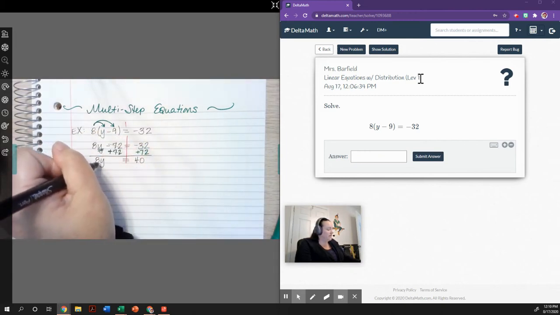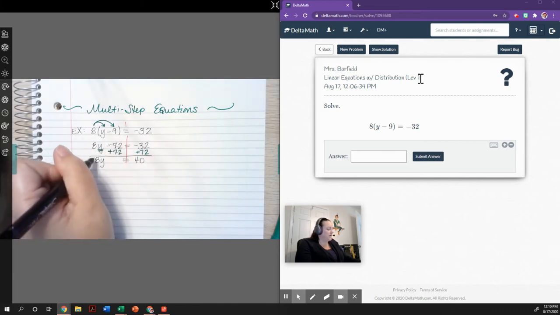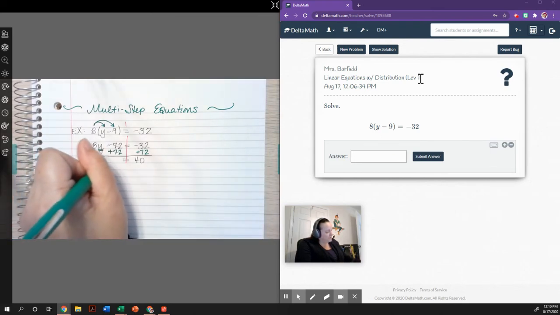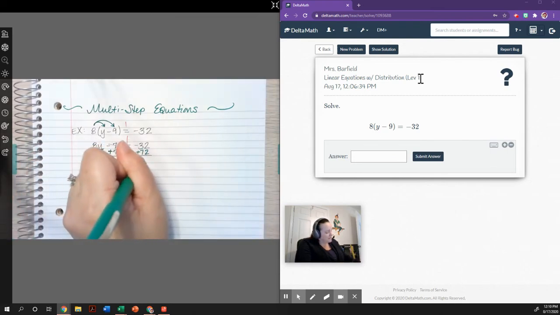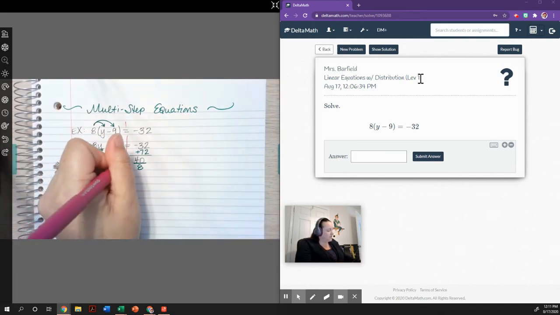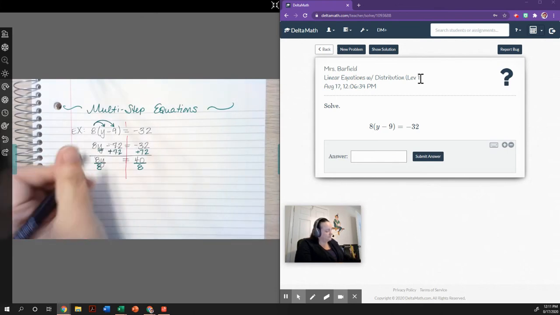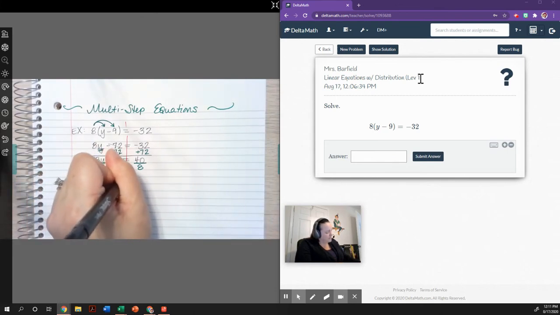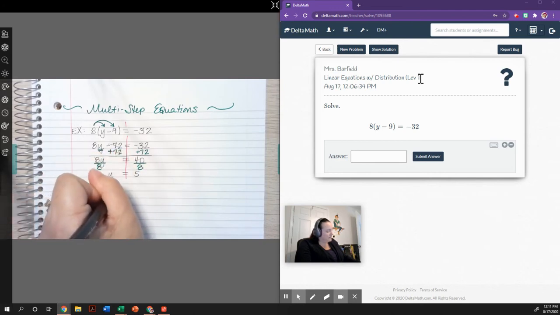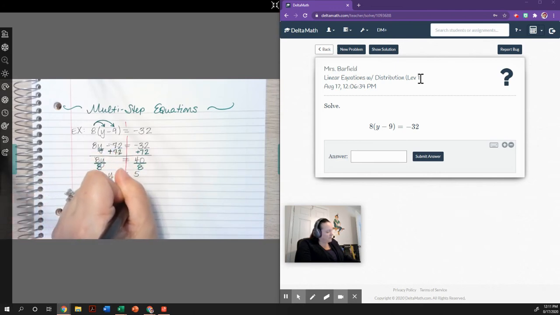All right, so now I have 8y equals 40, so 8 times y. The opposite of times is division. So I'm going to divide by 8, divide by 8. So 8 divided by 8 is y equals, and then 40 divided by 8 is 5. So y equals 5.